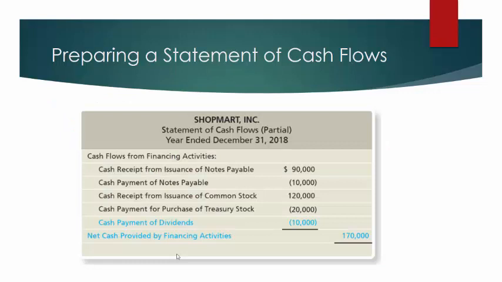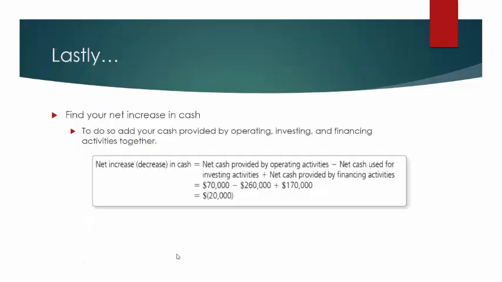And when we throw all those numbers in here for ShopMart, we see that they took in $90,000 from issuing a notes payable. If they paid $10,000 to pay off a portion of that notes payable, if they received $120,000 from issuing common stock but paid out $20,000 to buy some of that back and another $10,000 to pay dividends on the shares that are still owned by our shareholders, then in total we had $170,000 of cash which came in from financing activities. And with that, we have our three subsections done.